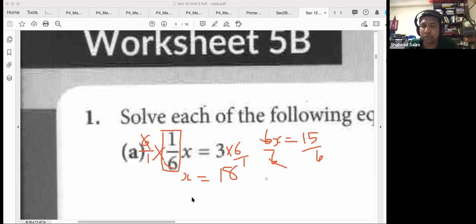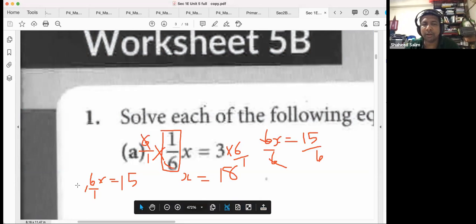Actually, that's what we are doing also. When you have 6x equals to, let's say, 15. This is 6 over 1, right? So I go and times by 1 over 6. Can you see now? Divide by what? Divide by 6 is 1 over 6, right? You get what I'm saying?